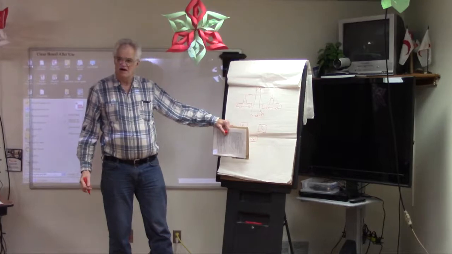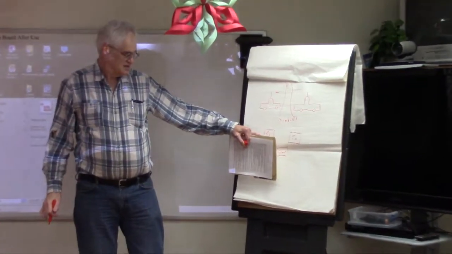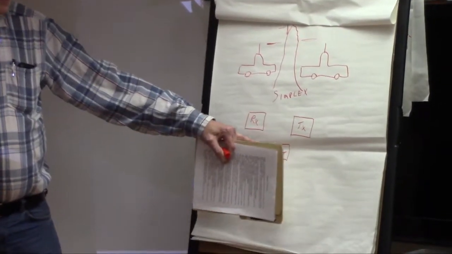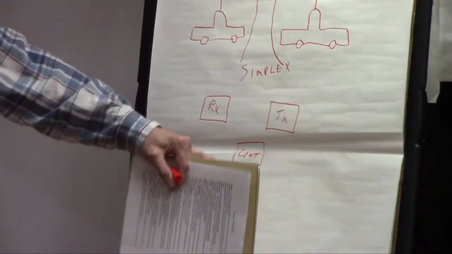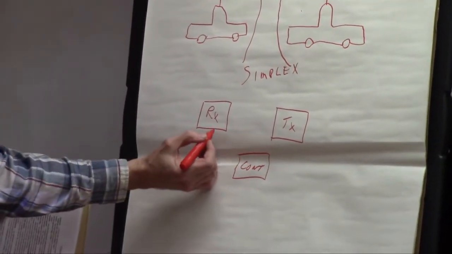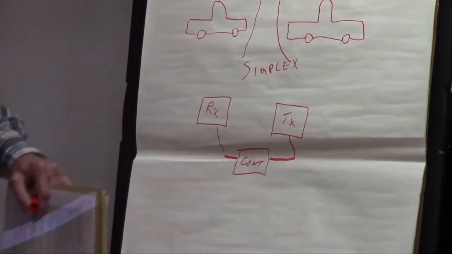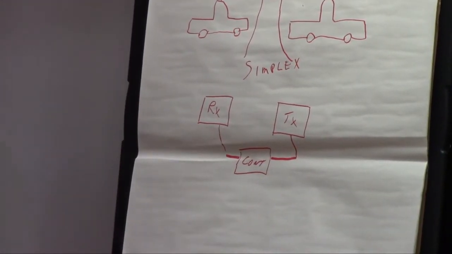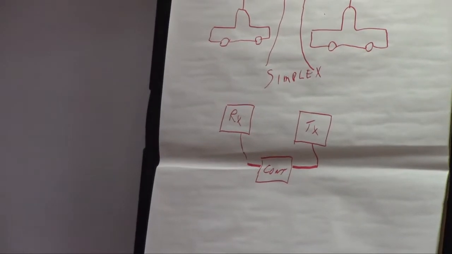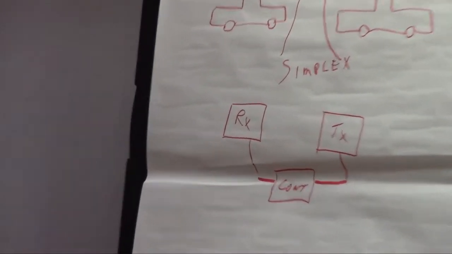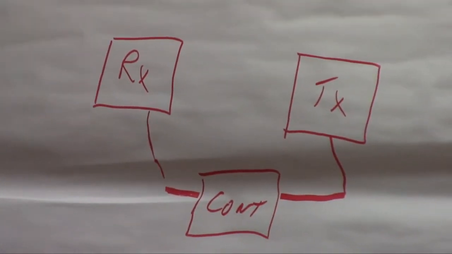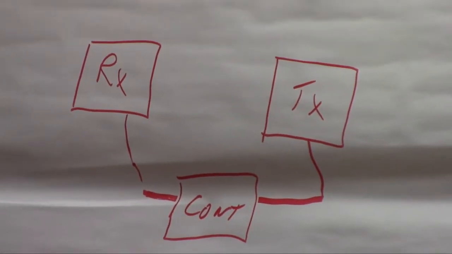So we have a complete receiver, a dedicated receiver, we have a dedicated transmitter, and together we have a controller. The thing about the repeater, it's constantly receiving and transmitting at the same time, which is a form of duplex.